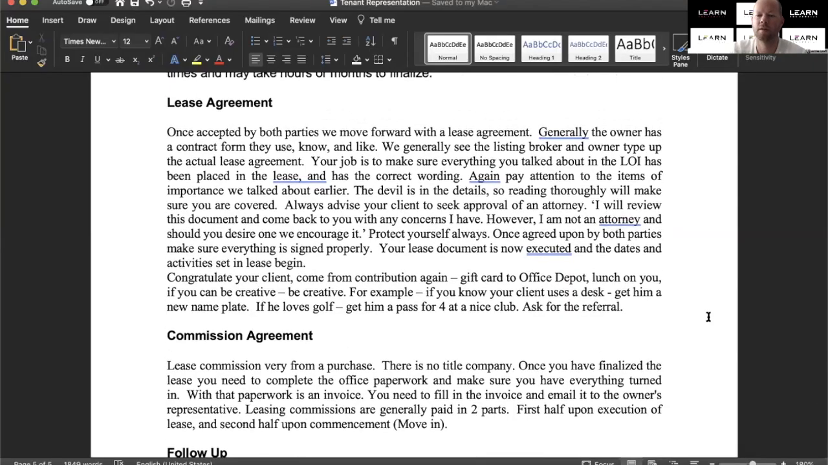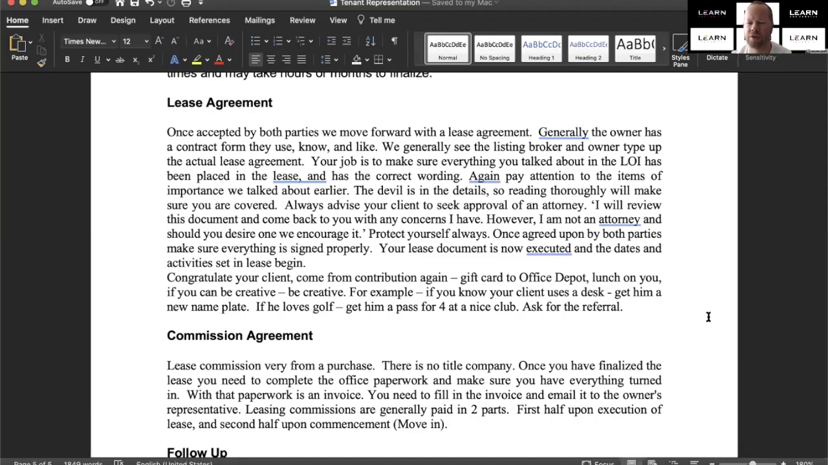Commission agreement. Lease commissions vary from a purchase. So there's no title company here. We're not going to a closing. Once you have finalized the lease, you need to complete the office paperwork and make sure you have everything turned in to the back office of your company. With that paperwork is an invoice. So us as the tenant brokers, not even your company, if you're at the big firm, your company will, but independent brokers, we have to send an invoice to the other broker to get paid, right? You need to fill in the invoice and email it to the owner's representative.